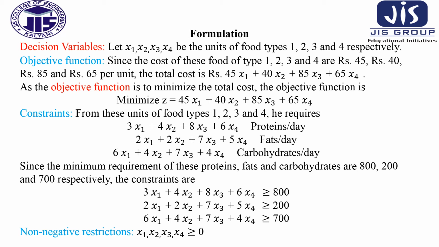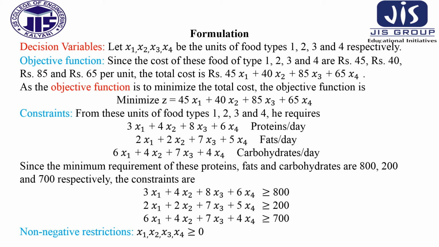Now what are the constraints? From these units of food types 1, 2, 3 and 4, he requires a total amount of protein, from the second column. We can see the total requirement of protein per day is 3 into x1 plus 4 into x2 plus 8 into x3 plus 6 into x4. The minimum requirement of protein is 800.